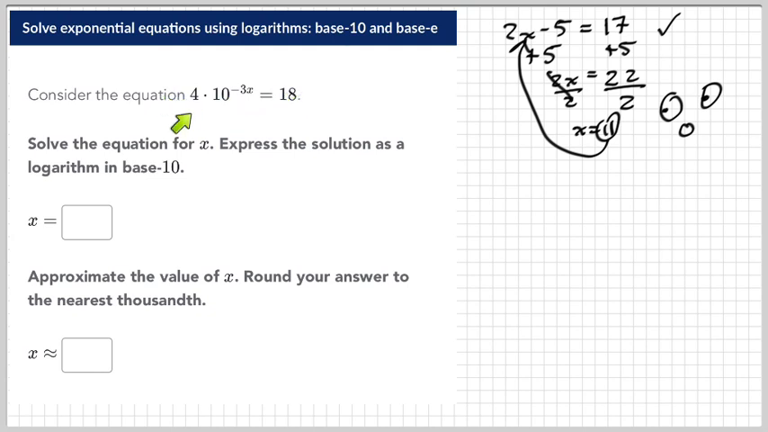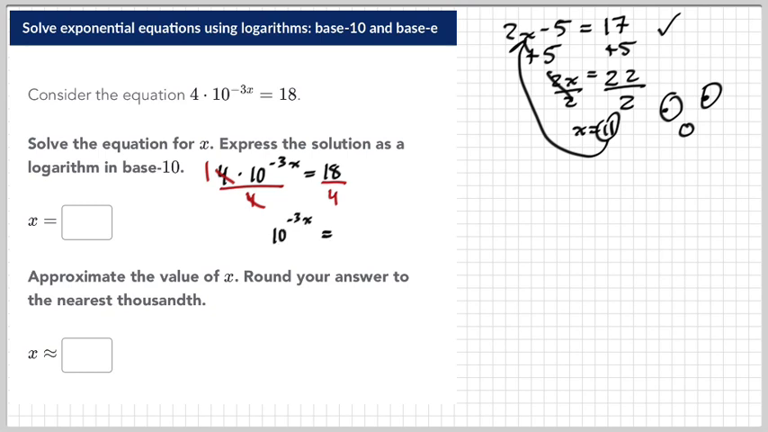So for this one right here, what would be the first inverse operation that you would like to do? We have 4 times 10 raised to the negative 3x equals 18. I'm going to say divide by 4, right? I mean, that's the inverse, right? So peace out, 4. You're now 1 because 4 divided by 4 is 1, and 1 times 10 is nothing. And then on the other side, we'll just keep it there. He's kind of ugly.